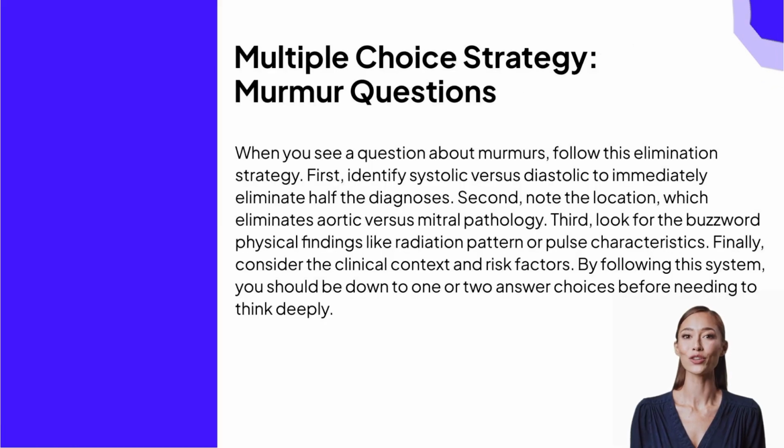Let me give you a concrete test-taking strategy for murmur questions. Think of it as a decision tree. Step 1. Is it systolic or diastolic? This immediately cuts your differential in half. Systolic means aortic stenosis or mitral regurgitation. Diastolic means aortic regurgitation or mitral stenosis.